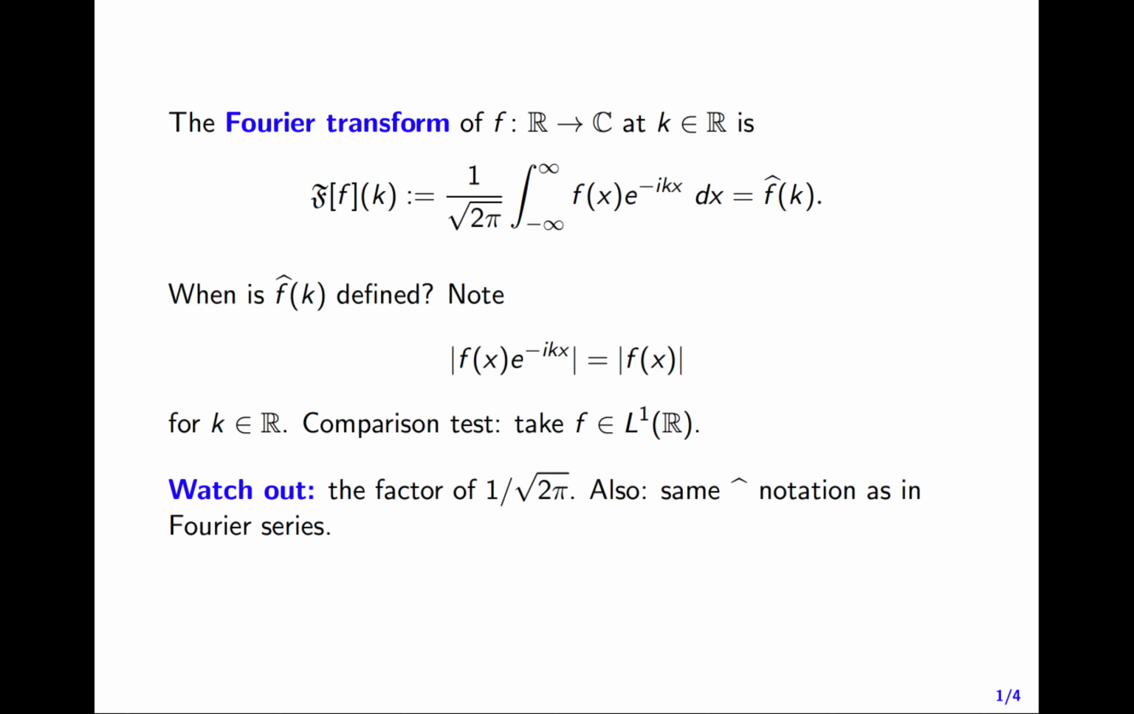Also, we are going to use the same hat notation as in Fourier series. The mathfrak big F on little f there is unique to Fourier transforms, but we will often represent things with hats, and that's what we use for complex Fourier coefficients of Fourier series. Context will always make it clear whether we're talking about the transform or the series, but pay attention.